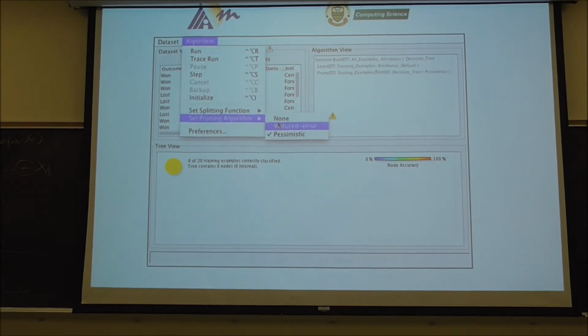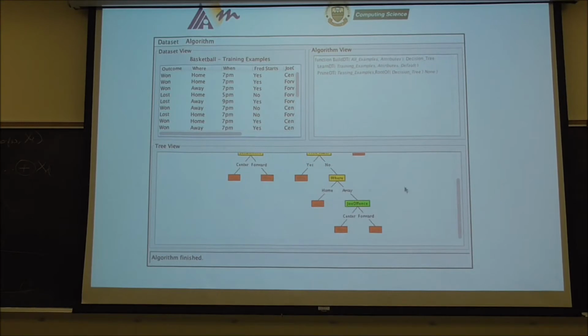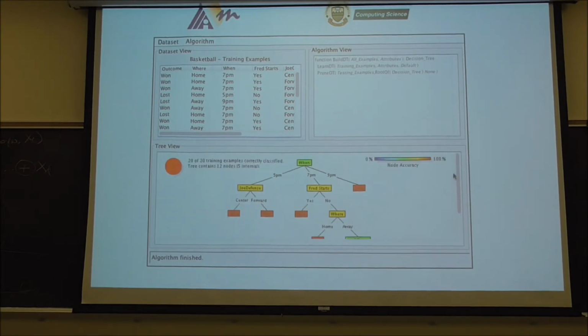We're not going to do any pruning initially, and we're going to say the splitting function should be information gain, and I'll say, okay, run this algorithm, and so here's the decision tree that it learns, right? If the game was played at 9 p.m., they're always going to lose. If the game is played at 5, and their defensive player, Joe, plays center, then they lose. If he plays forward, then they win, and so on.